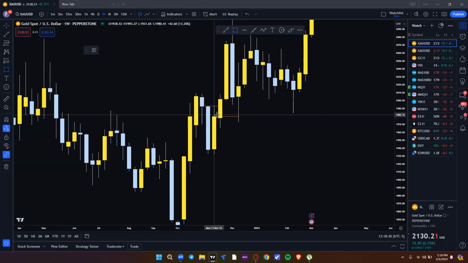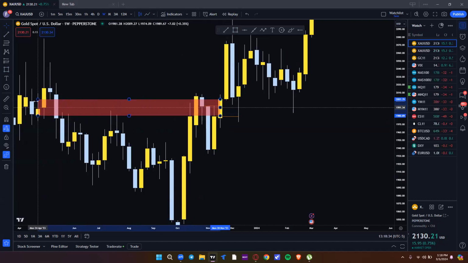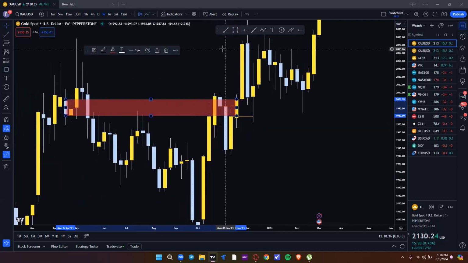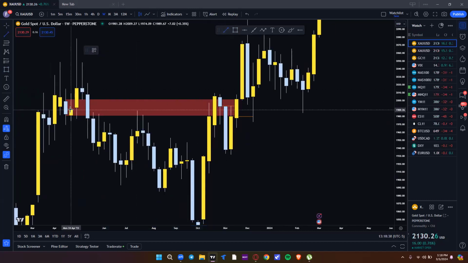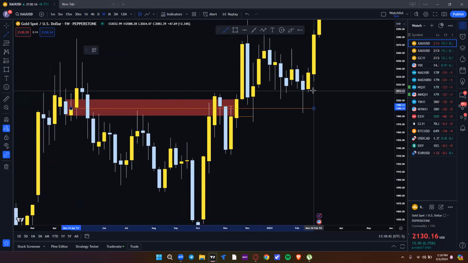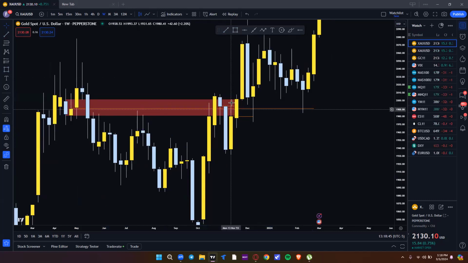Then what you can also see is that if you needed some more levels to look at, price closed above this level here, and it had a lot of significance.